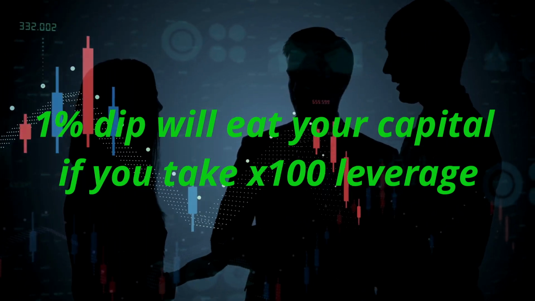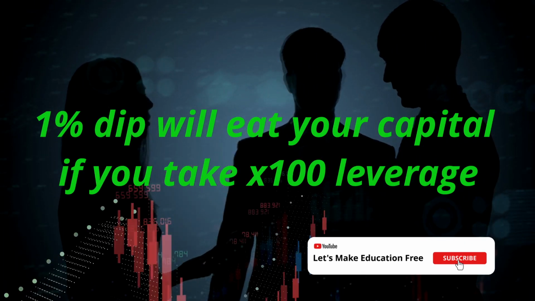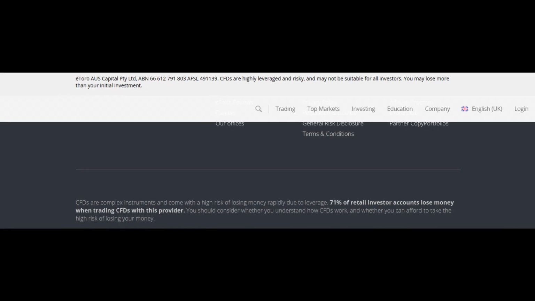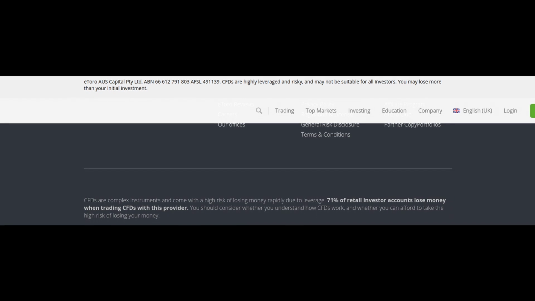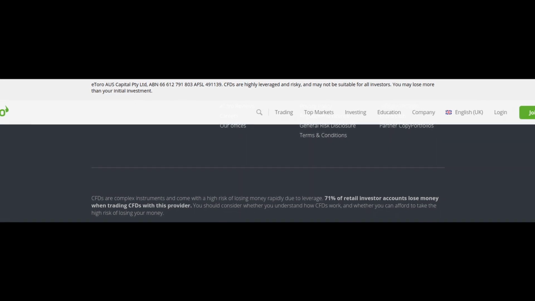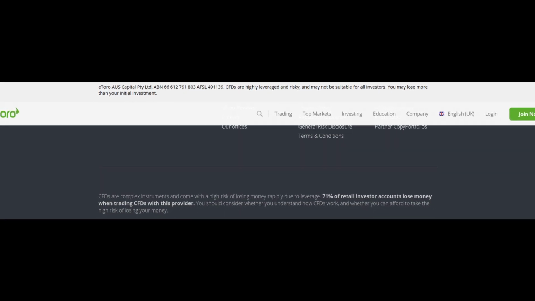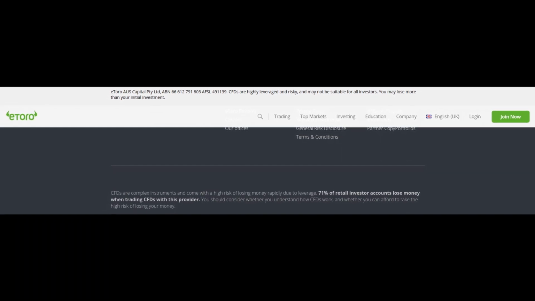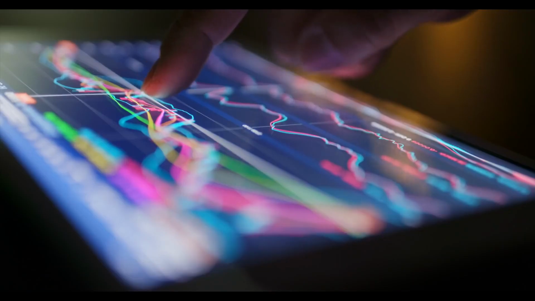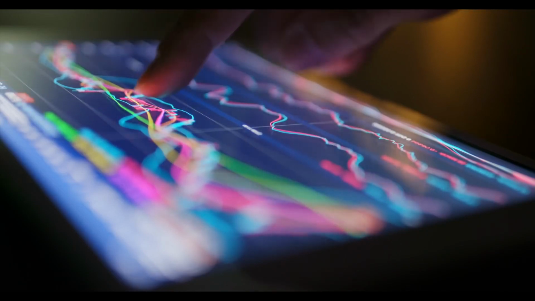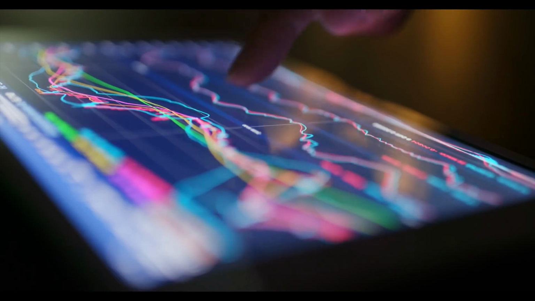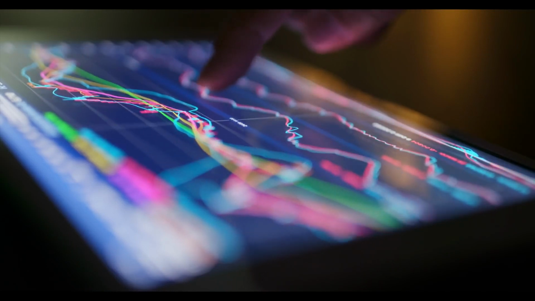So before investing in CFD, it is very important to know how CFD works and the amount of leverage you want to take. As I mentioned, eToro's website itself states that 75% of retail investors lose money when using this platform to trade. Let's look at the reasons behind this. This is usually because traders or beginner investors try to time the market. Timing the market is what a lot of people do, and because of this, they lose a lot of money.